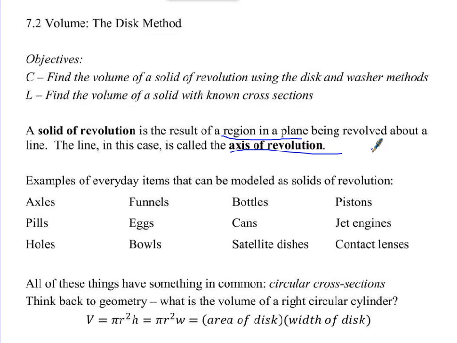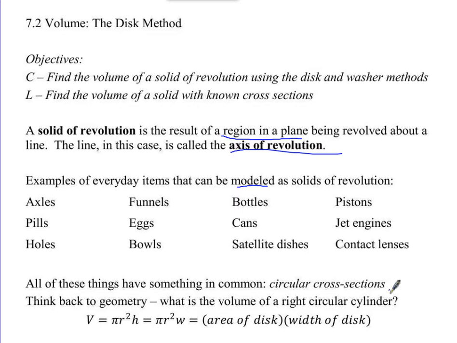All of these examples right here can be modeled as solids of revolution, where they have a cross-sectional area and then we revolve that area about some line. So axles, pulleys, holes, funnels, eggs, bowls, bottles, cans, satellite dishes, pistons, jet engines, contact lenses, anything that has some sort of circular property to it can be modeled using this math right here. And they are modeled using that math.